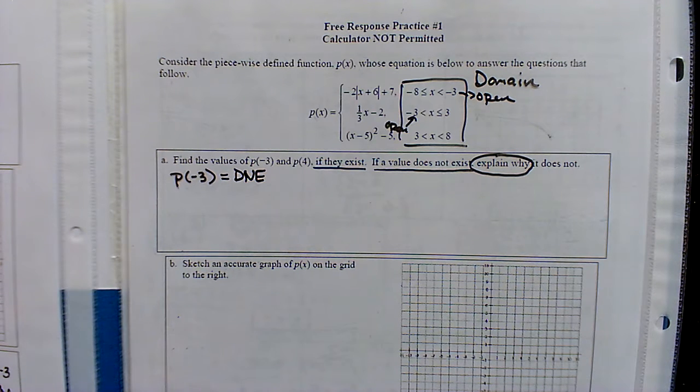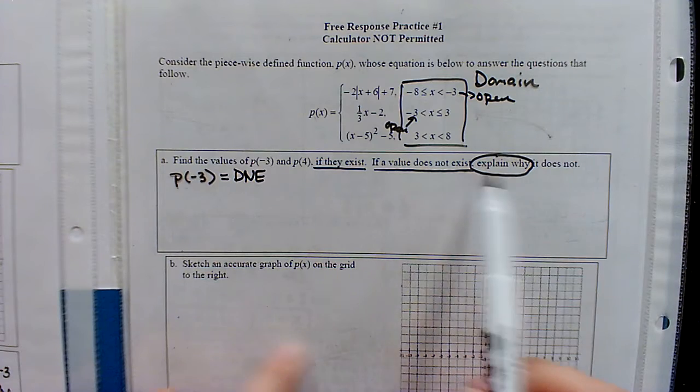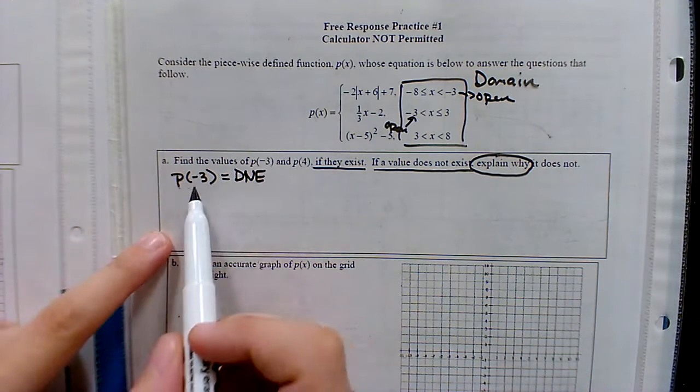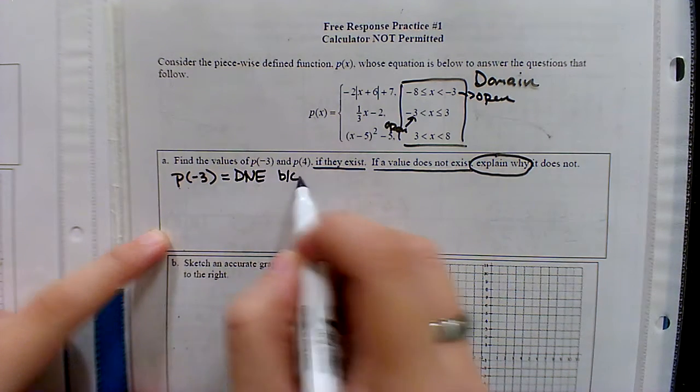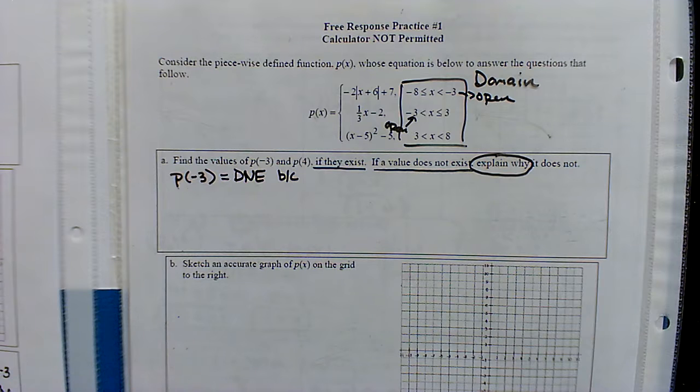Okay, so we have to explain this. If a value does not exist, explain why. This point doesn't exist because, what are some explanations, or how might you want to phrase it? Everyone might say something different, but as long as your justification is including the correct mathematical terms and such.